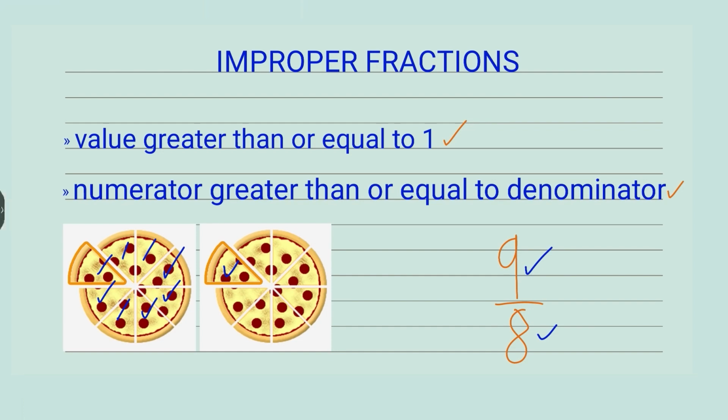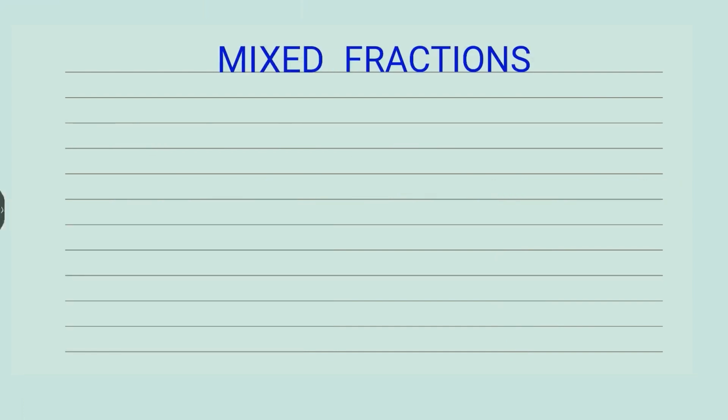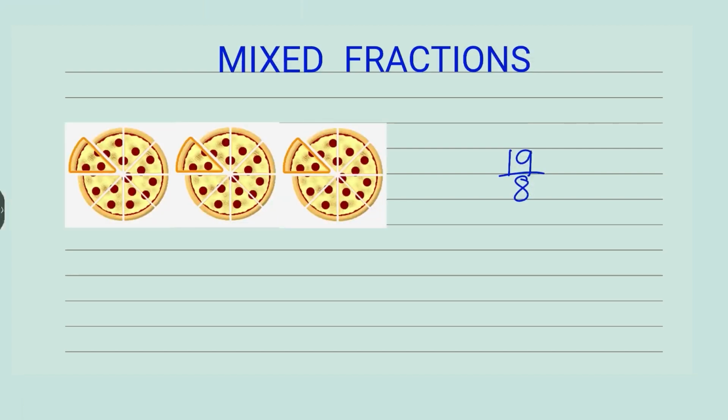Now let's go to the next topic, mixed fractions. Mixed fractions are just another way to represent improper fractions. Let's take an example. Consider the improper fraction 19 by 8. To represent this fraction pictorially, we have to take pizzas which are cut into 8 slices each and select 19 slices.